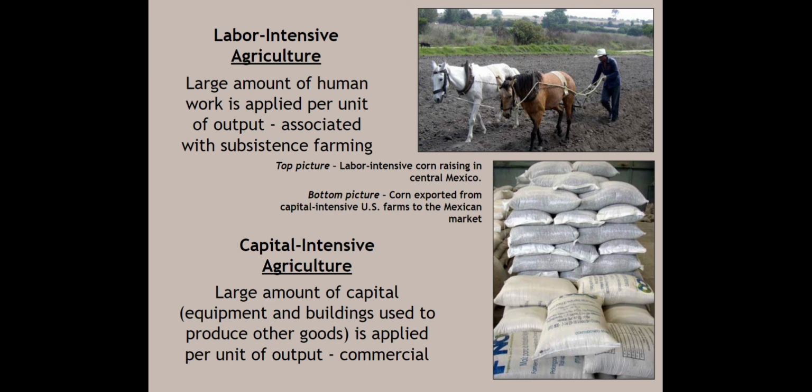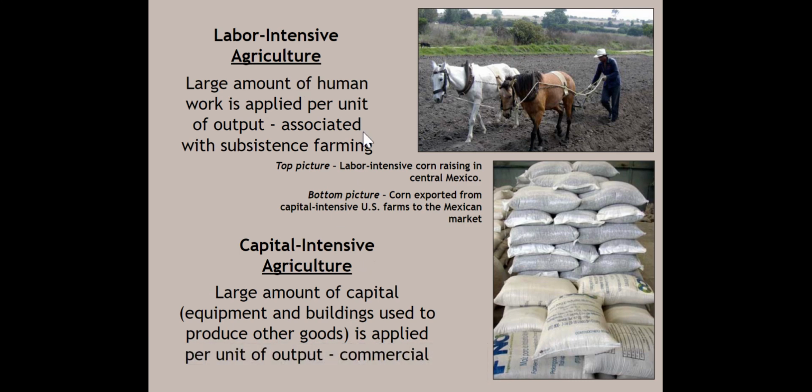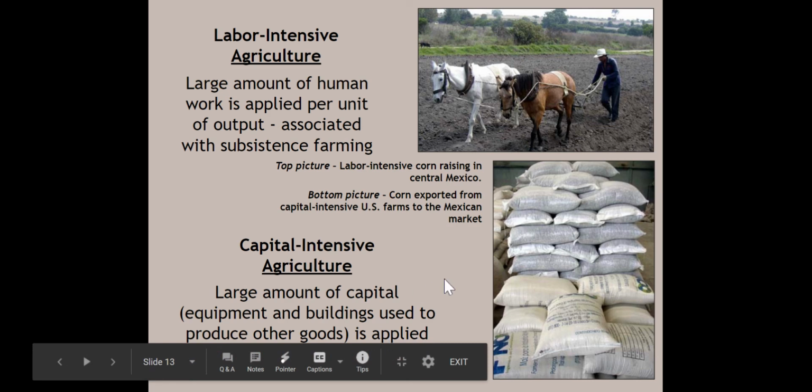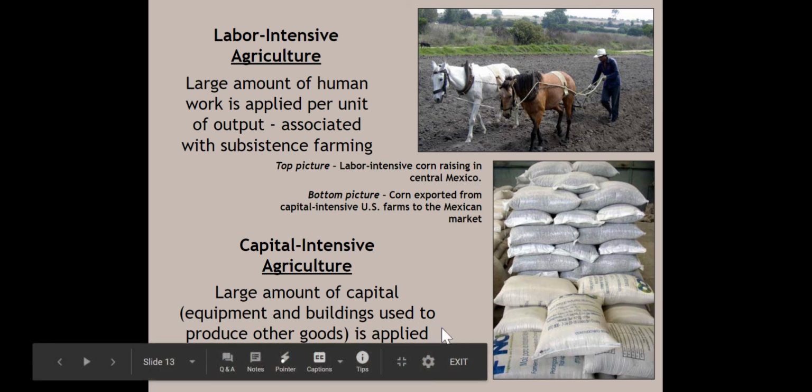We have a few additional terms: labor intensive and capital intensive. These are both what they sound like. Labor intensive is when you have lots and lots of the work of people, a large amount of human work applied per unit of output. This is associated more with subsistence farming. And capital intensive is large amounts of money applied per unit of land output. This is, of course, associated more with commercial style farming.